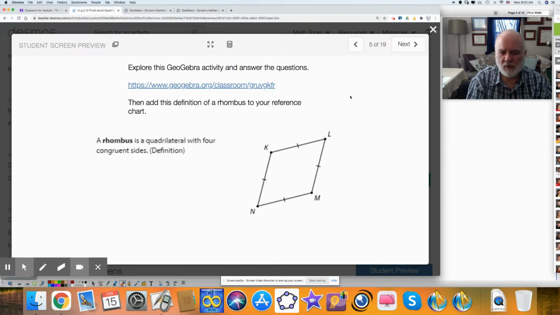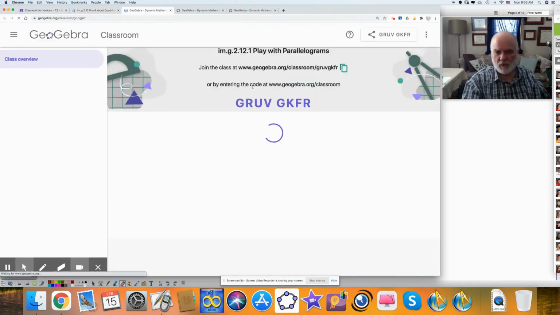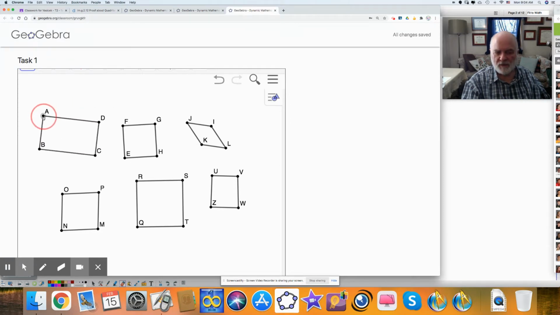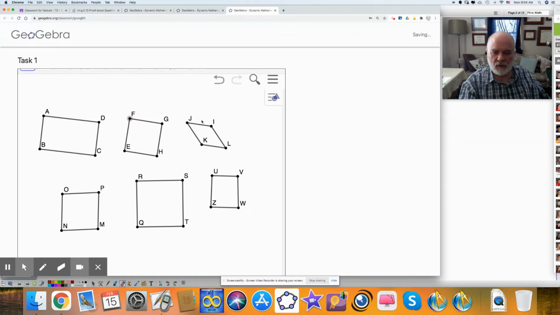So here is an applet. Well, first of all, this is a rhombus. The definition of a rhombus is a quadrilateral with four congruent sides. In this applet, it gives you some quadrilaterals to explore. If you do a drag test on each one of the corners, you can see that some of these can be made into a rectangle. Some of them are always a rectangle. This is always a rectangle, which means it's also always a parallelogram. This one I think is a square, and you get to try to figure out which ones are which. And some of them might confuse you.